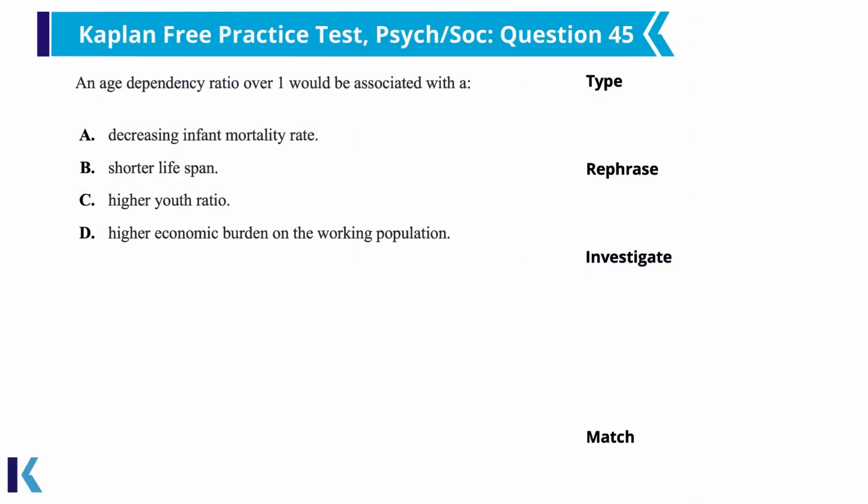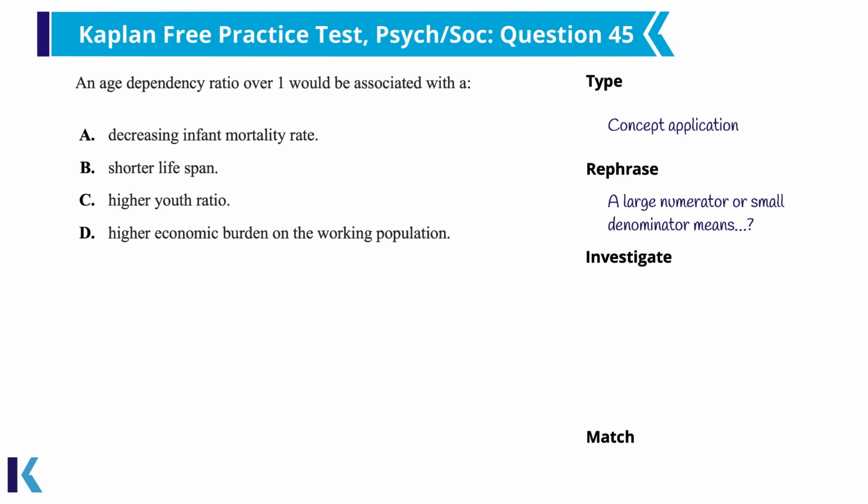The Psych-Soc section on the MCAT tends to lean heavily on knowing vocabulary, and this question is no different. The question stem here is asking me to apply what I know about the term age dependency. Specifically, this is asking in the context of this term what a ratio over 1 means. Well, a ratio greater than 1 either means a large numerator or a small denominator.